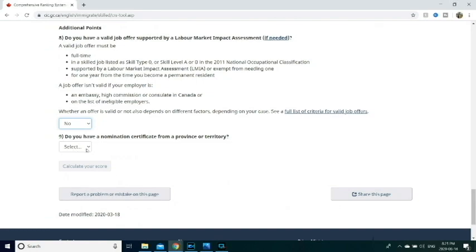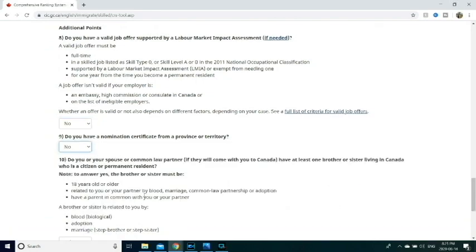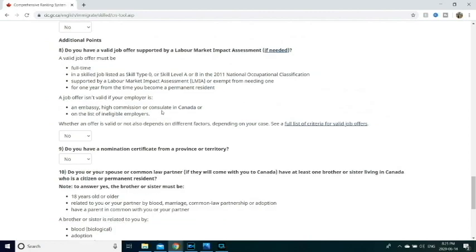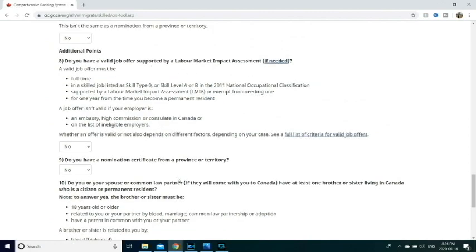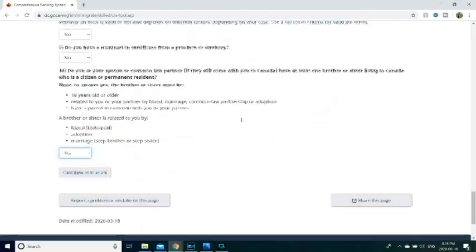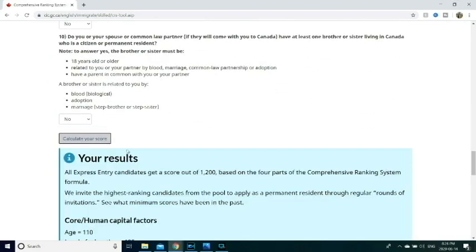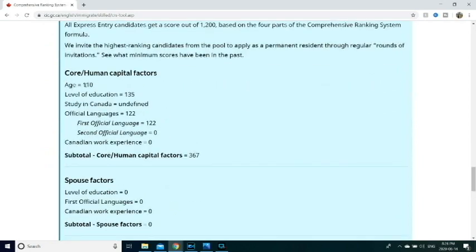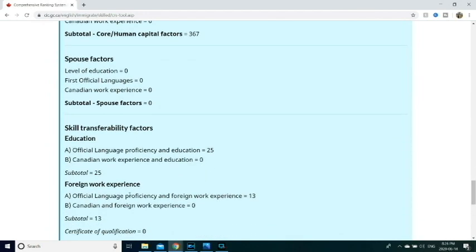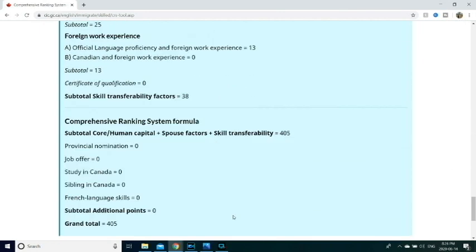Okay, now no nomination from any province, no brother and sister again. Okay, let's check. So no, no nomination, no brother sister. Okay, now let's calculate the points again. Let's go. See, the age gave you more points. Now level of education the same, but the age gave you more points. Spouse factor 0, skilled. Now the work experience points got decreased, but let's see the total score.